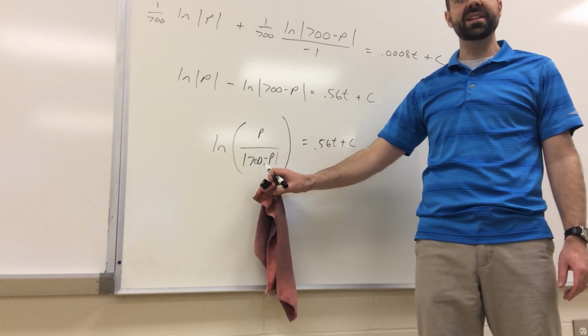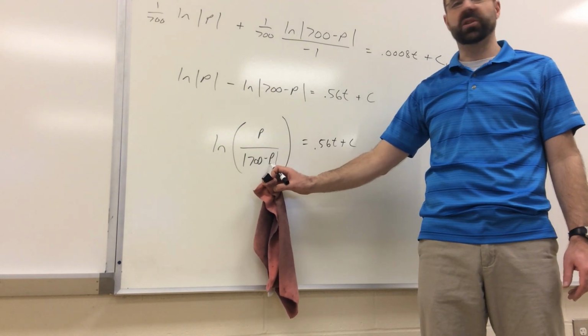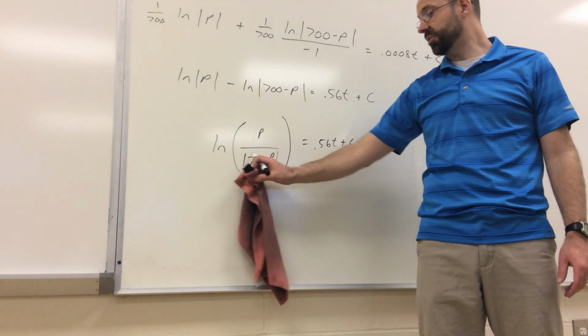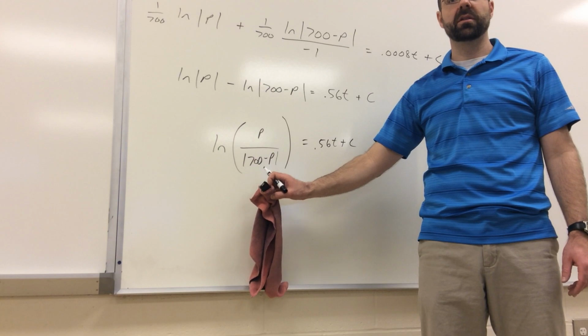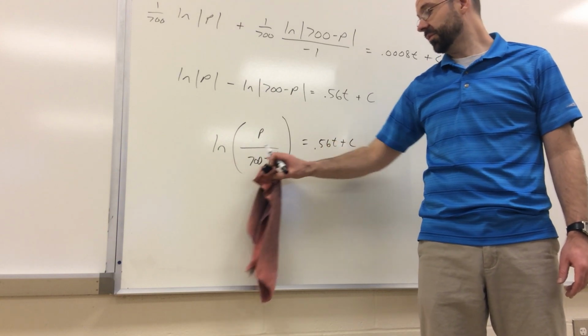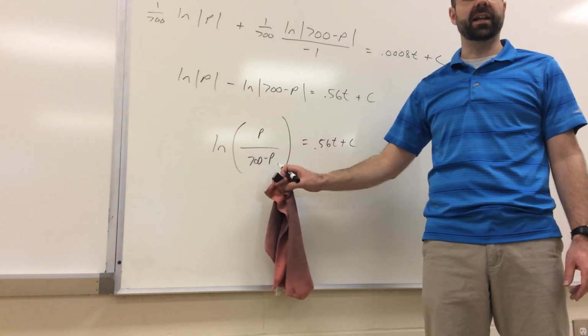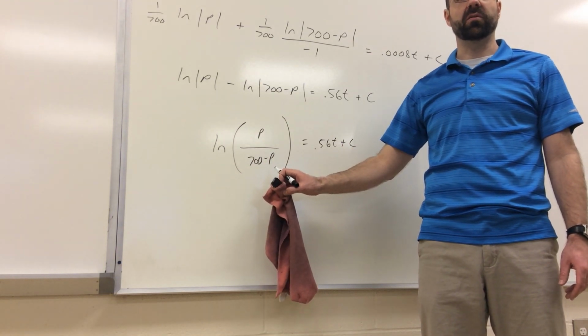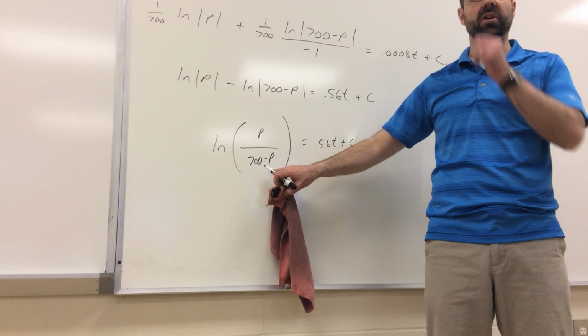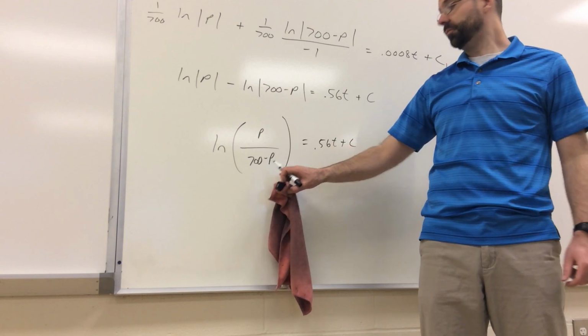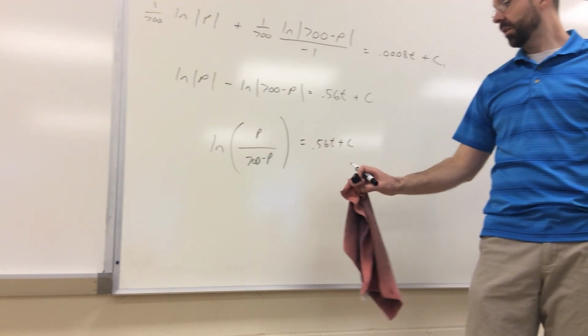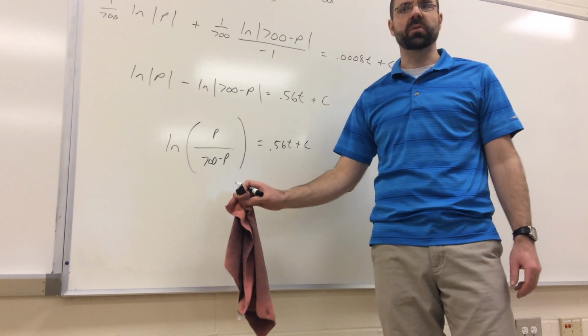Because of that, since P is never bigger than 700, it's going to be only like 600, this is going to be a positive number as well. So I can get rid of these absolute values. I'm going to tell you why those absolute values can go away later. For now, you just have to take my word for it, that P is not going to be bigger than 700. Okay, so that makes it simpler because now I don't have to deal with the absolute values.